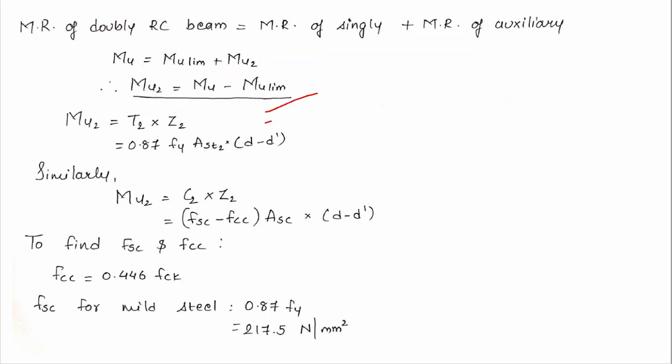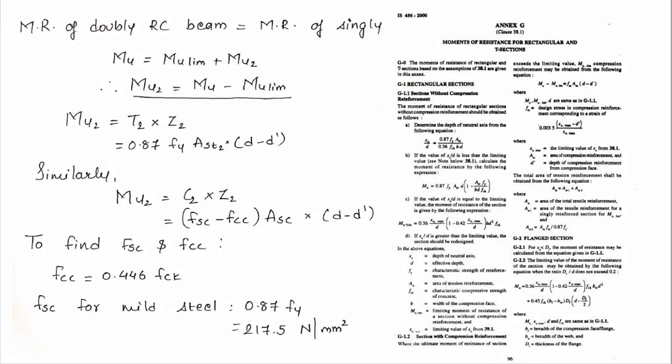Now pause this video and move on to page number 96 of your IS code. There you will see an equation in the right hand top corner. In the previous chapter we were discussing clause G1.1, and G1.1 was the section without compression reinforcement. That means we were dealing with singly reinforced beams, and now as we are dealing with compression reinforcement, we will be seeing clause G1.2. So now we will be seeing equations from G1.2 up till G2, meaning we will be considering these whole sections.